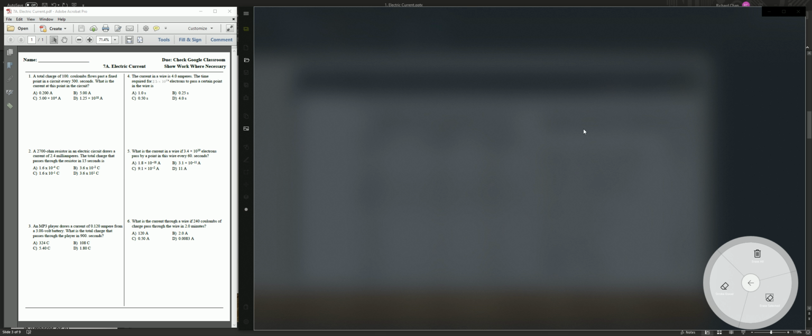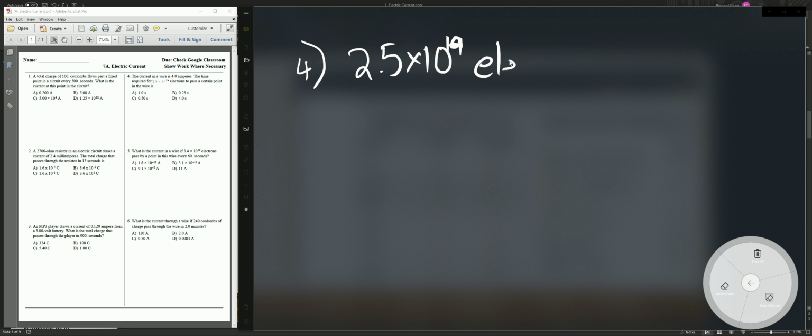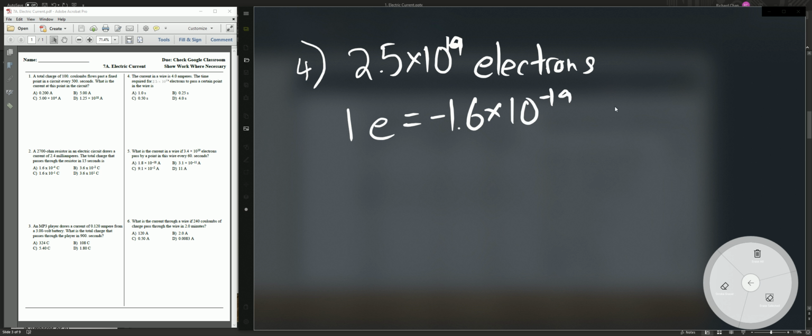All these other questions are pretty much the same thing. The only ones I would be really careful with are 4 and 5. They don't give you the charge. What they give you is 2.5 times 10 to the 19 electrons. So to first solve this problem, you have to convert this number into a charge. And you know that one elementary charge is negative 1.6 times 10 to the negative 19 coulombs.